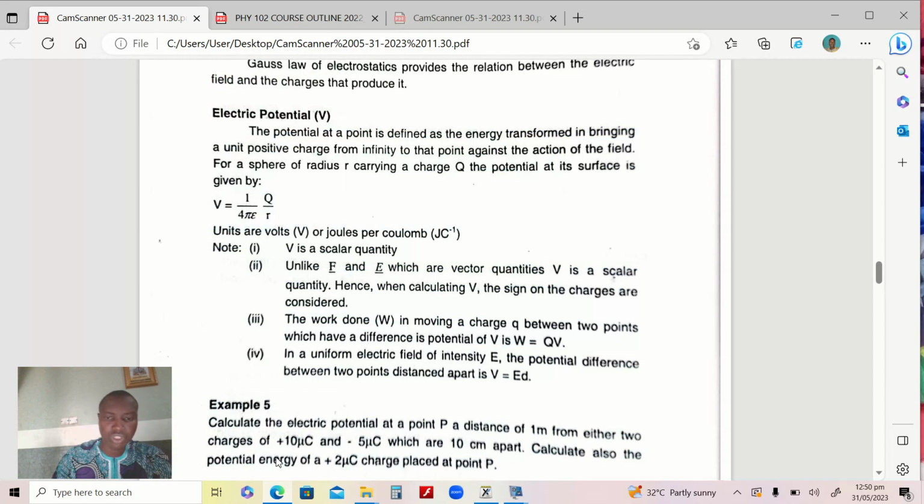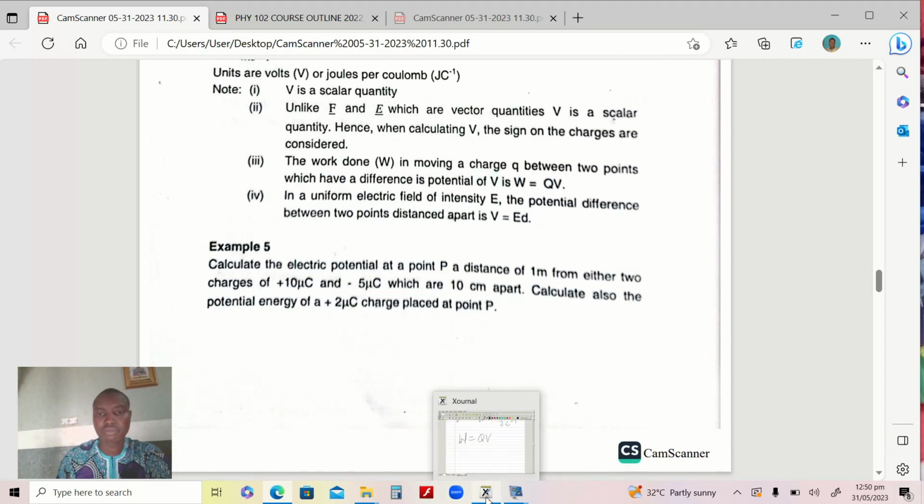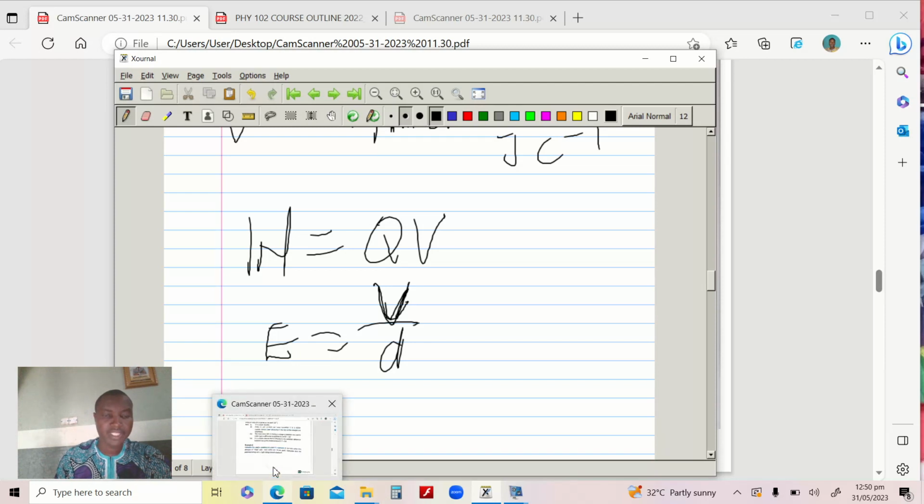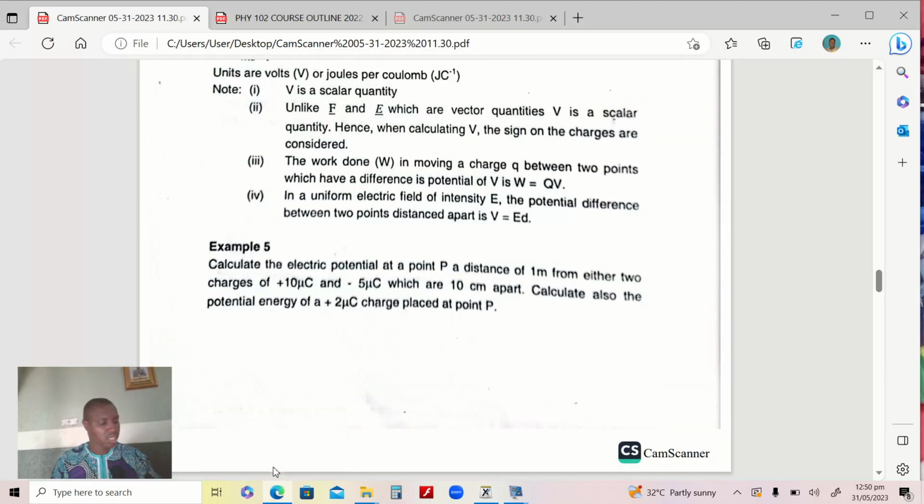In a uniform electric field of intensity E, the potential difference between two points a distance d apart is V, which is equal to Ed. So we also have this formula, that E is equal to V over d. Have this at the back of your mind: electric field is equal to electric potential divided by the distance between them. All right, so let's see some problems so that we can move on quickly to some other areas.